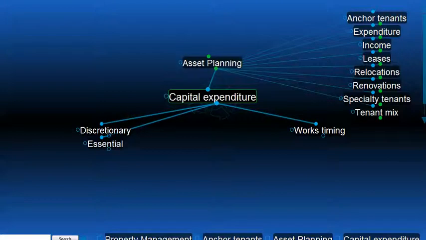Capital expenditure is handled differently from an expenditure point of view, and certainly capital expenditure, whilst it is a deduction from a taxation perspective for the landlord, capital expenditure is not loaded into the building outgoings from a recovery point of view against the tenants. So capital expenditure needs to be budgeted. Some of the capital expenditure in a building is discretionary.